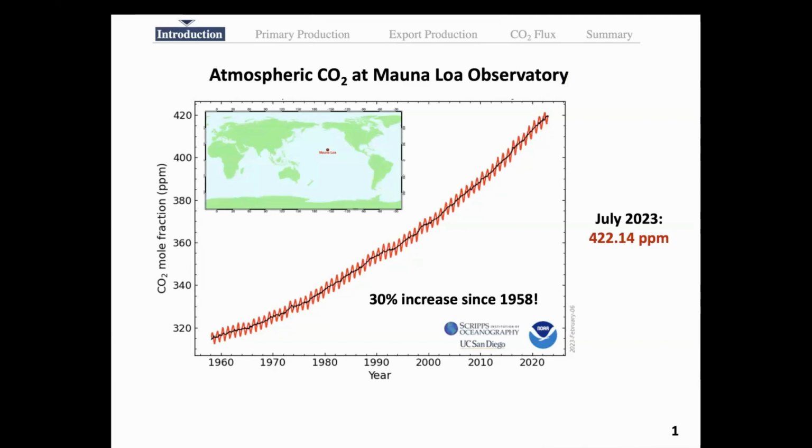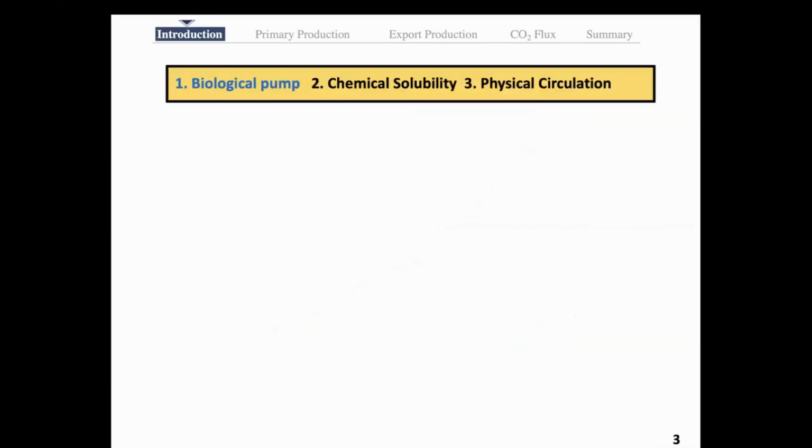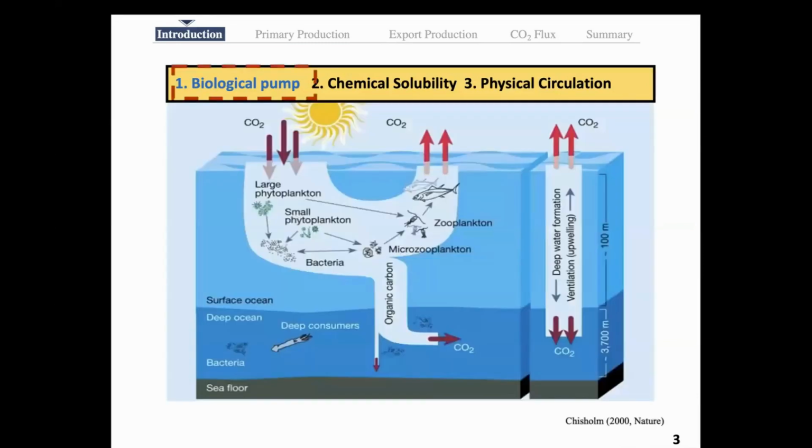As you know, the ocean plays an important role in sequestering carbon dioxide, helping us mitigate the ongoing climate change. The ocean can take up CO2 via multiple pathways, including biology, chemistry, and physics. Among these, the biologically mediated carbon export, referred to as the biological carbon pump, is a key mechanism responsible for ocean carbon sequestration.